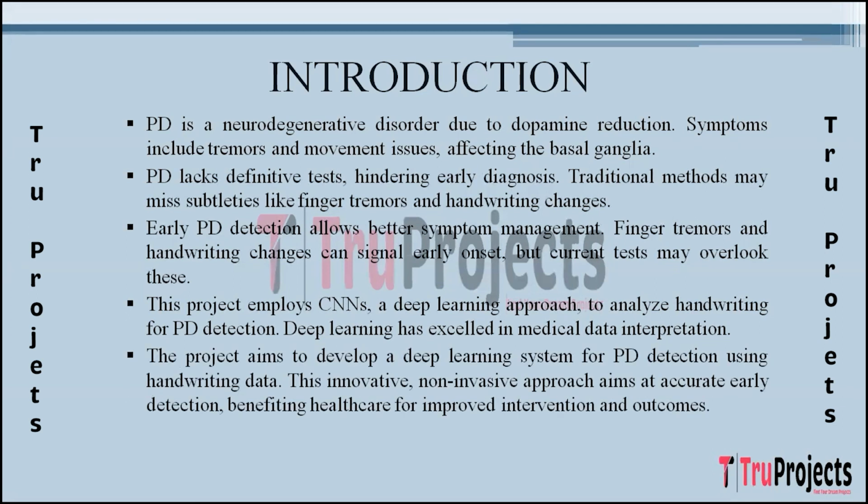So the primary goal of this project is to develop a deep learning based system for Parkinson's disease detection using handwriting data. By training a model on handwritten samples from both affected and non-affected individuals, the project aims to achieve accurate and early detection, and this innovative approach has the potential to revolutionize PD diagnosis, providing a non-invasive and efficient method that can be widely beneficial in healthcare, especially for early intervention and improved patient outcomes.